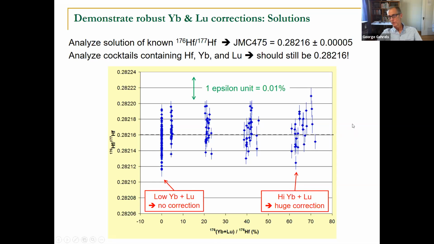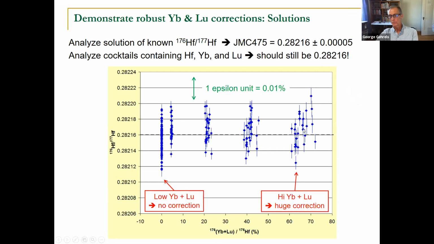So this is the challenge that when you're talking with a lab about coming to do hafnium isotope analyses, this is the plot you want to see. You want to ask them to show you the JMC475 plot and look at the cocktail. Anybody can measure 28216 just on JMC475. It's the cocktail that's tough.